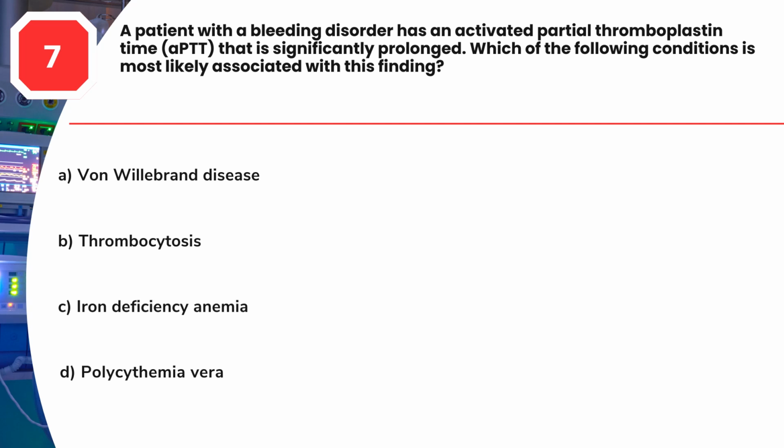Question 7. A patient with a bleeding disorder has an activated partial thromboplastin time, aPTT, that is significantly prolonged. Which of the following conditions is most likely associated with this finding? A. Von Willebrand disease. B. Thrombocytosis. C. Iron deficiency anemia. D. Polycythemia vera.